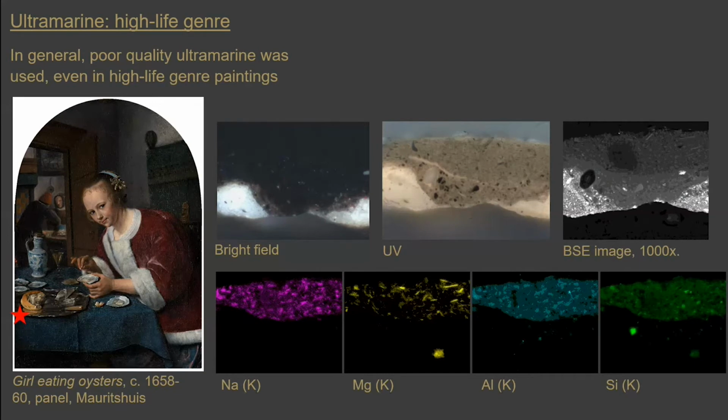For his high life genre paintings, Steen surprisingly used a similar low quality ultramarine. This can be seen here in a sample from the tablecloth of this really pretty, fine little painting, A Girl Eating Oysters, from the Mauritshuis. Apart from small blue lazurite particles, which you can clearly see in the UV image here, many accessory minerals are present, such as the magnesium-containing mineral diopside.